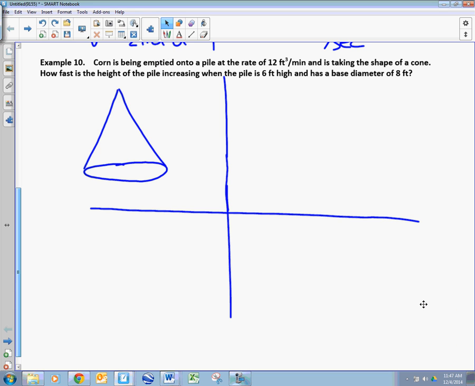So we've got an auger with corn. It's piling corn at a rate of 12 cubic feet per minute. It's taking the shape of this cone. How fast is the height of the pile increasing when the pile is 6 feet high and the base diameter is 8 feet? So we currently have a height of 6 and a base diameter of 8.